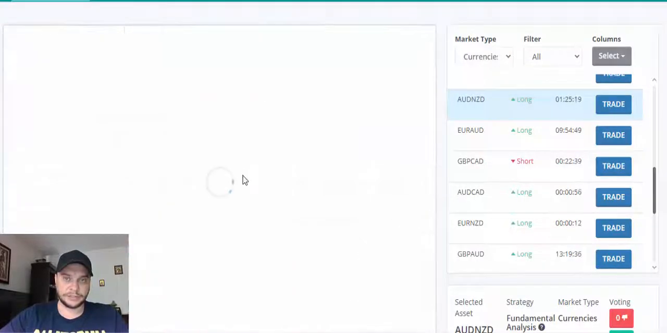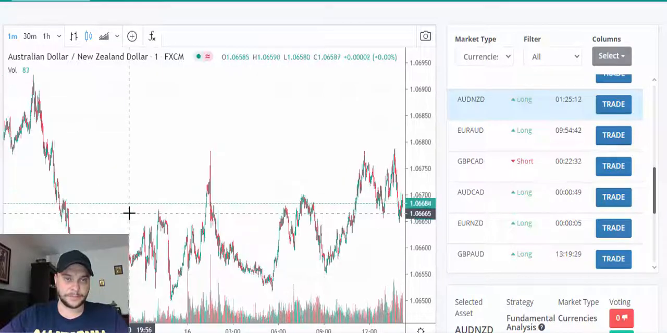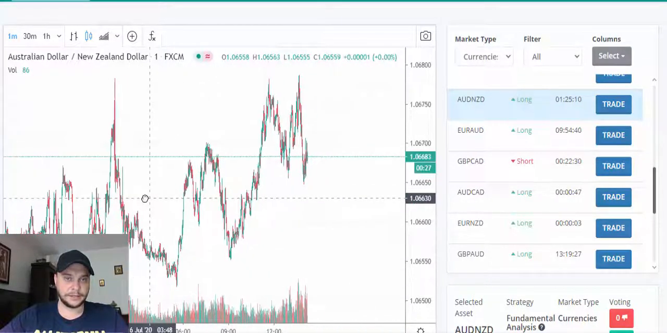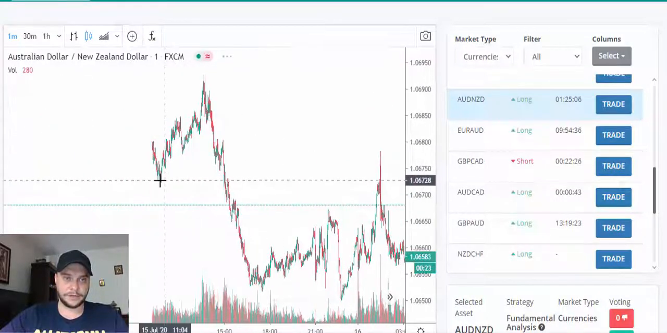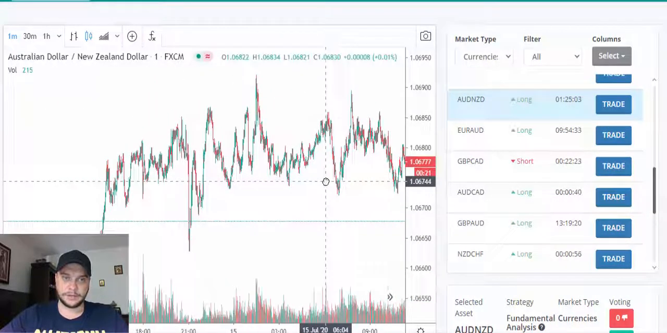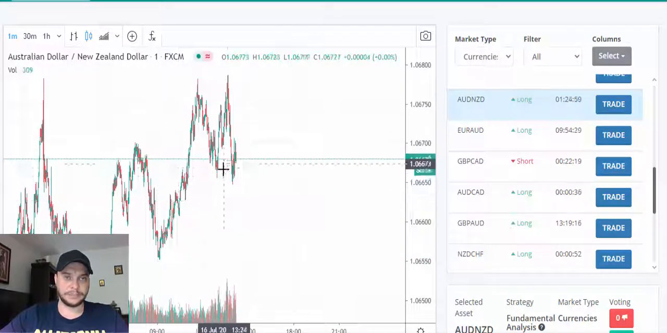Australian dollar, New Zealand dollar. Let's see how this one looks. The overall trend, let's have a look. It is an uptrend, an overall trend, as you can see here.